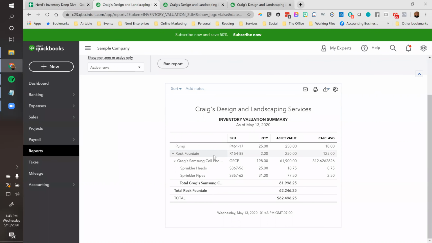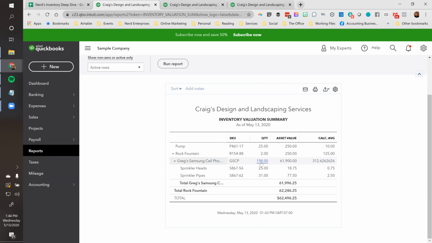And sure enough, here's Greg Samsung cell phones. That's weird. It looks like sprinkler heads are a sub of that somehow. That's very funny. All right, but we have 198 units total for a total asset value of 61.9. And like I said earlier, it gives you a calculated average, but that is not what gets used in calculating cost of goods sold, as we've just seen, because we clearly confirmed when we looked at that journal entry that it's using $300 apiece, right?